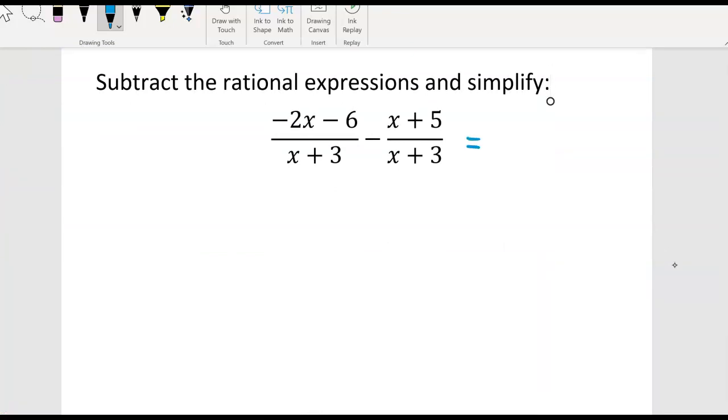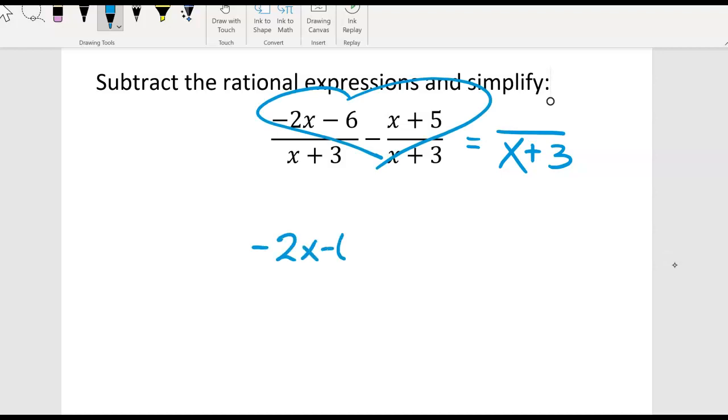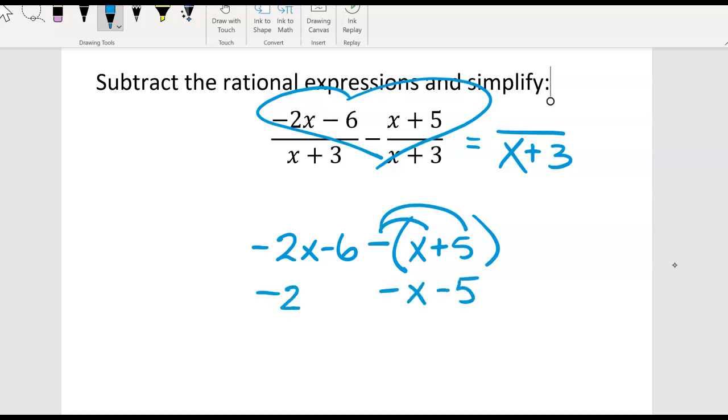My common denominator is x plus 3, and I'm going to keep it x plus 3, and I'm just going to work across the top. And so this is negative 2x minus 6 minus x plus 5. This becomes a minus x and a minus 5. And then I'll just bring down my other two terms and start looking for like terms.